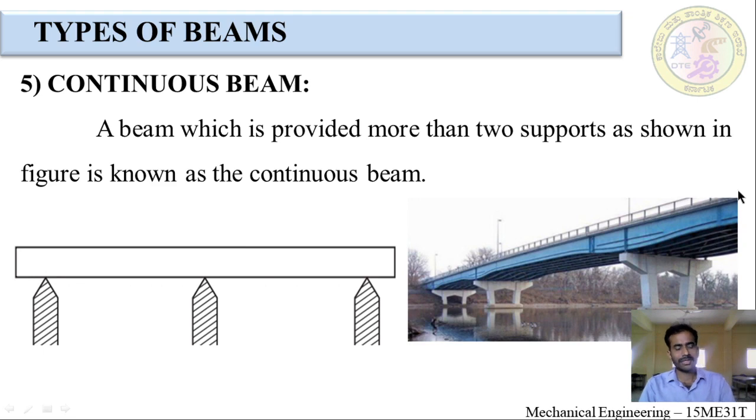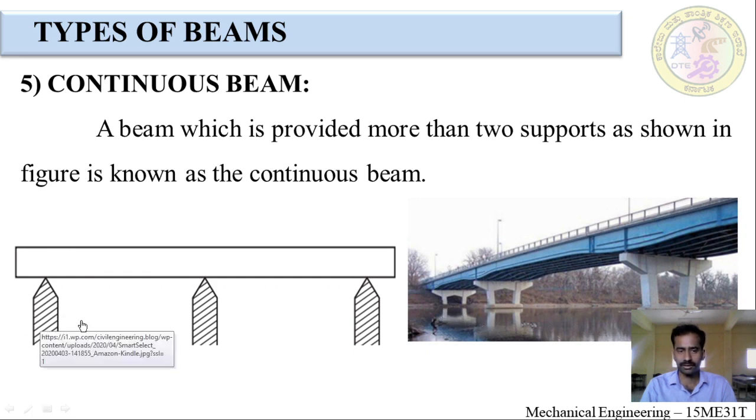Moving on to the next beam, that is the continuous beam. Any beam which is provided with more than two supports is known as a continuous beam. If it is given supports at more than two points. This figure shows a beam with three supports. So this is an example of a beam or a bridge which is supported at multiple points, that is, more than two supports.